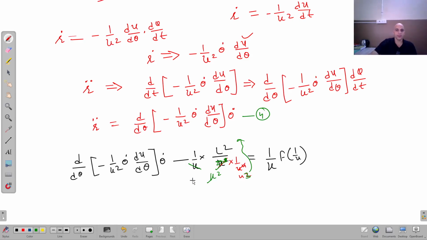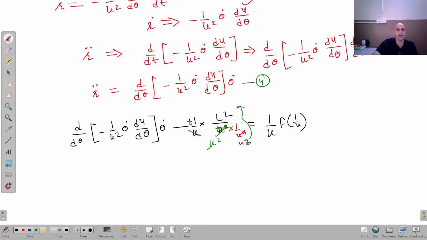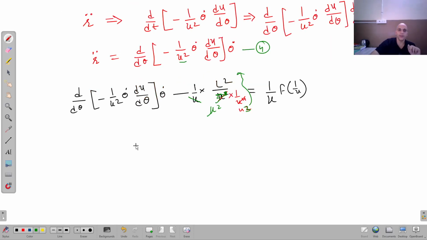So what I got after simplification, you have to keep in mind that u square and mu square are different. U is a different thing, mu is a different thing. So what I got here is minus L square, I am writing on this term only, into mu square into u cube, it will go in the denominator, is equal to 1 upon mu f of 1 upon u. So this is what I got from here.